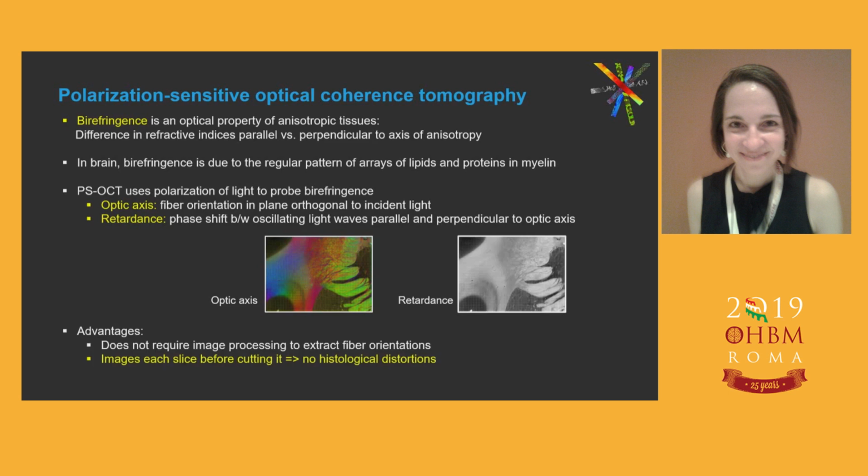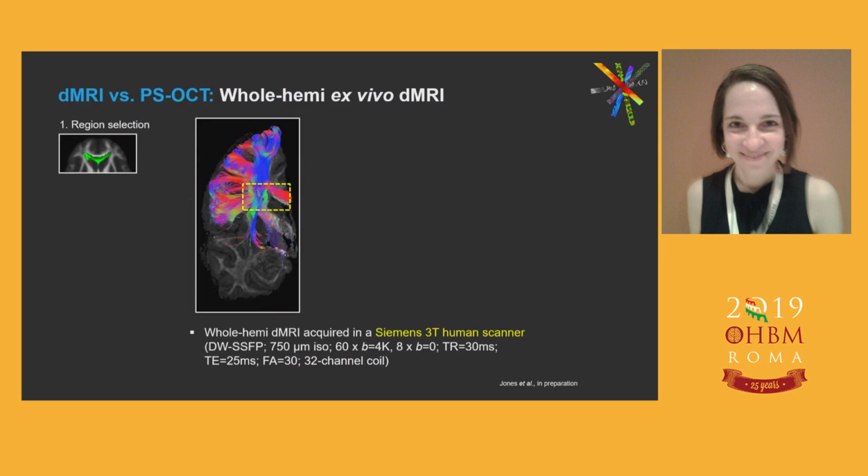A couple of advantages of this approach: it does not require any image processing to extract the fiber orientation, so that color map comes out as a direct measurement of the scan. And also, it images the superficial layer of tissue before cutting it. And that means that we do not have nonlinear histological-type distortions from slice to slice. The disadvantage is that at the moment, we can only do it in small samples. So it helps to know, on the basis of the tracing studies, what specific parts of white matter have those tricky areas so that we focus there.